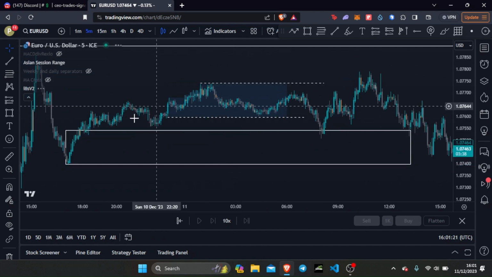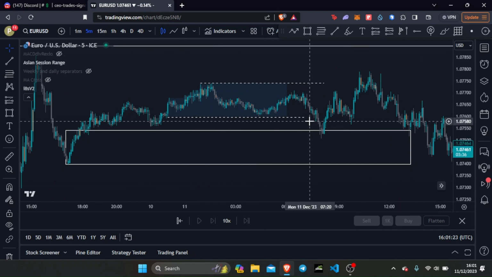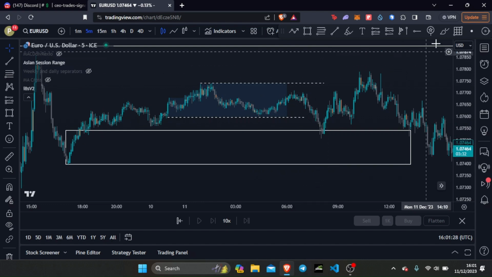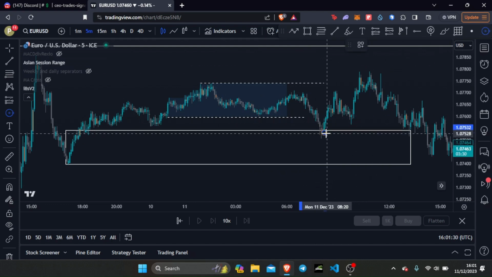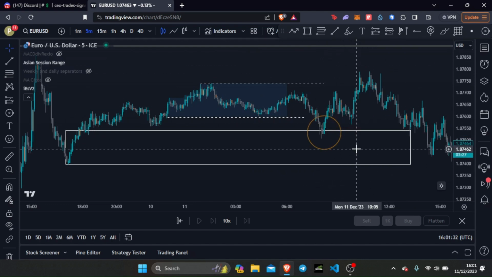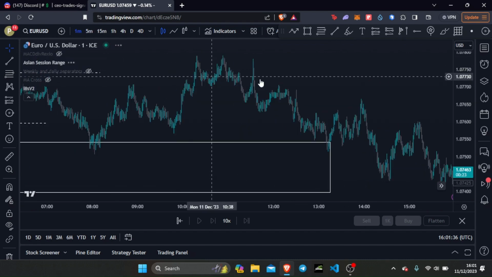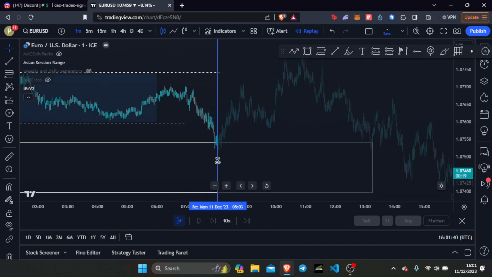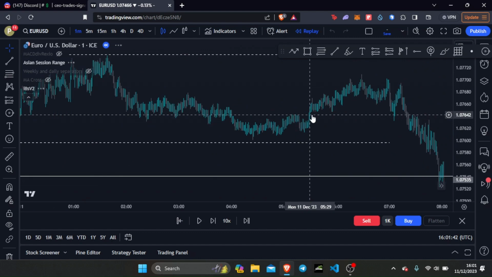So the next thing that we do is we wait for a sweep of either the highs or the lows, and in this case we were actually waiting for a sweep of the lows, which we got right there. And then once we got a sweep of the lows, we're now going down to the 1 minute, and what we're doing is we're actually now waiting for price to give us a market structure shift.